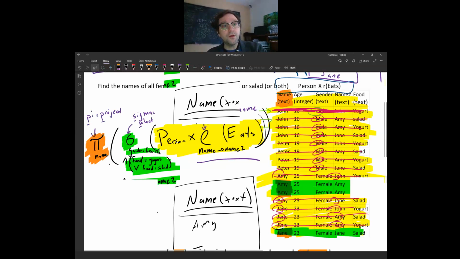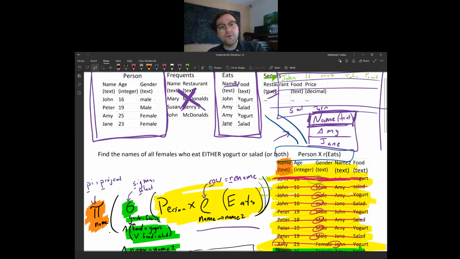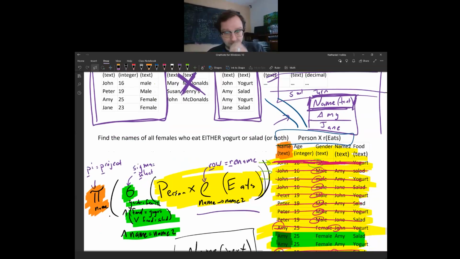Okay, so here in this example, we cross-multiplied person and eats because we wanted to relate the names and the foods. And the person relation knows names and genders, and the foods relation knows names and foods. So each of those relations have something that we care about, and so that's why we chose them to cross-multiply and find out what all the combinations of them are.